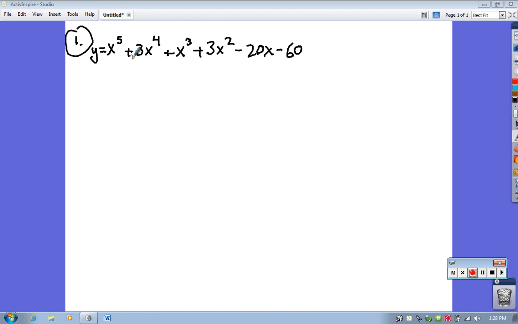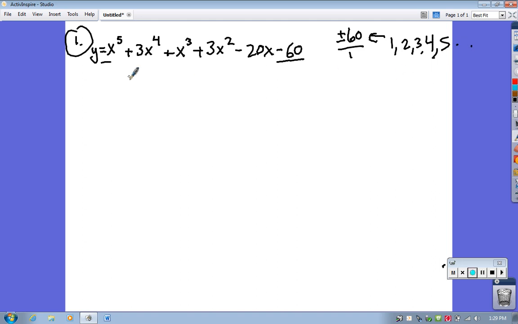So first thing that I'm going to do as I look at this is I know that my potential zeros are factors of the last term over factors of the leading coefficient. So anything plus or minus 60 over 1. So I have all these factors of 60 as possibilities, plus or minus 1, plus or minus 2, plus or minus 3, plus or minus 4, plus or minus 5, etc. There's a whole lot of possibilities.